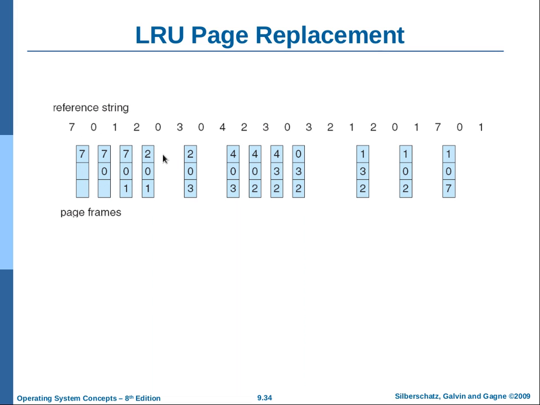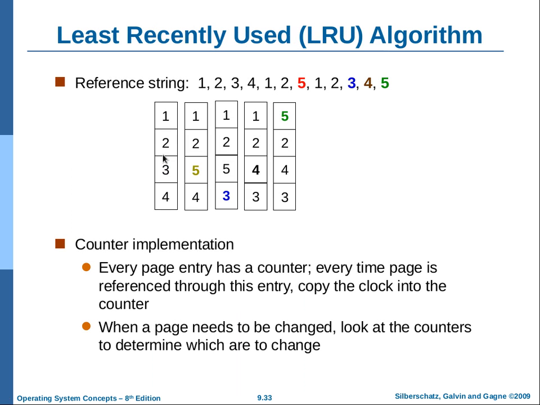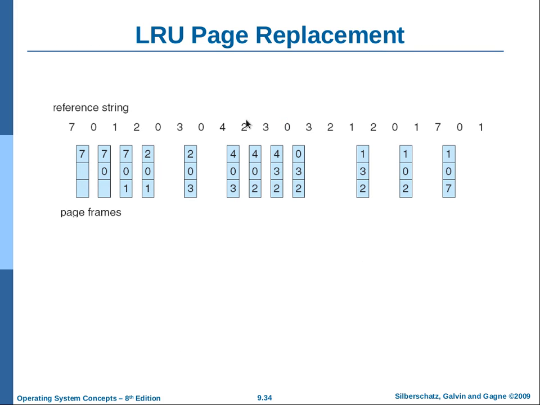Least recently used, we already did this. Frames, go back. No, that was the optimal. Then we did it here, and now we're good. We have another example.